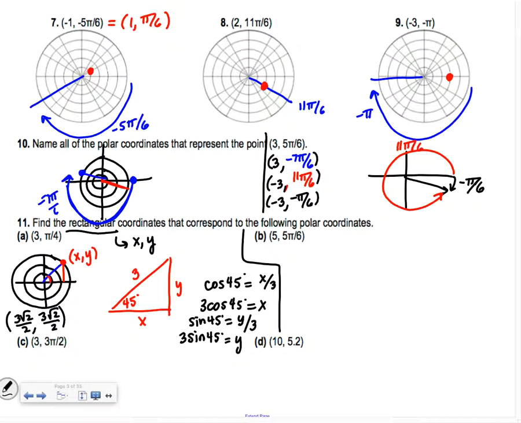So we're going to have, this is our r, and that's our theta, right? So when we set it up, we're going to do r cosine of theta, comma, r sine of theta. It's always that way. So we're going to get 5 cosine of 5 pi over 6, 5 sine of 5 pi over 6.